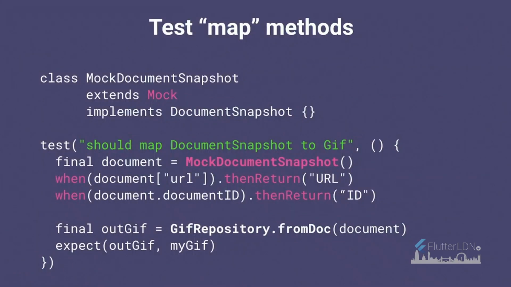So what we did was just to focus on our from doc and to doc methods in our repo, which were the important ones at the end, the ones that get the data, that parse the data, and then they set the data back. And a way to do that in this example is very simple. So I have to mock document snapshot. This is the important one. And then with my mock, I will say, when I request a URL, return this URL. When I request the document ID also, return this ID. And then I can test my from doc method, which is exposed as a static method. And I can compare what I was expecting with what I got here.